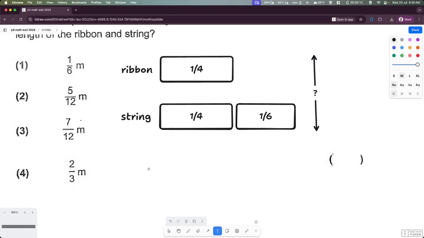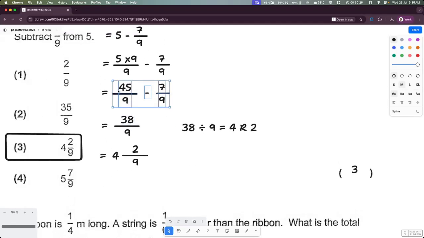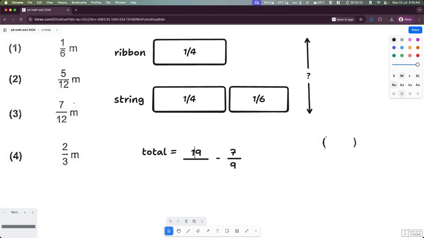So the total is equal to, I'm going to copy the fractions over here. So 1 out of 4 plus, we also want another 1 out of 4 over here, and then we also want to plus what? I think you know, the answer is not 7 out of 6, but 1 out of 6.